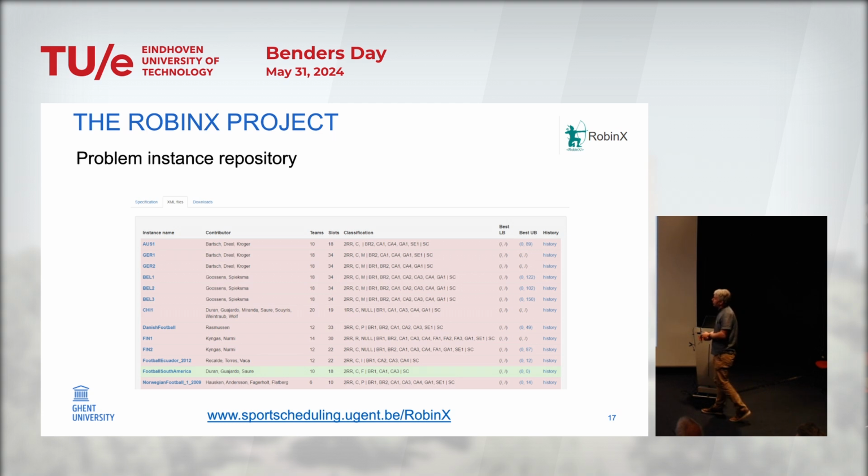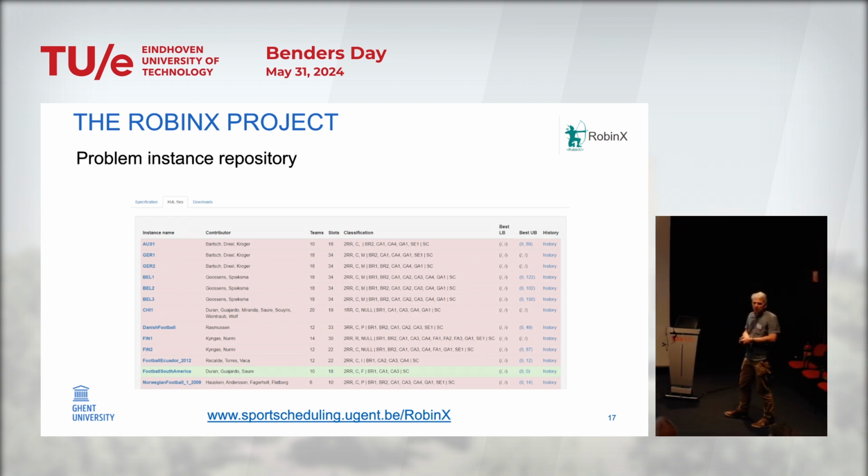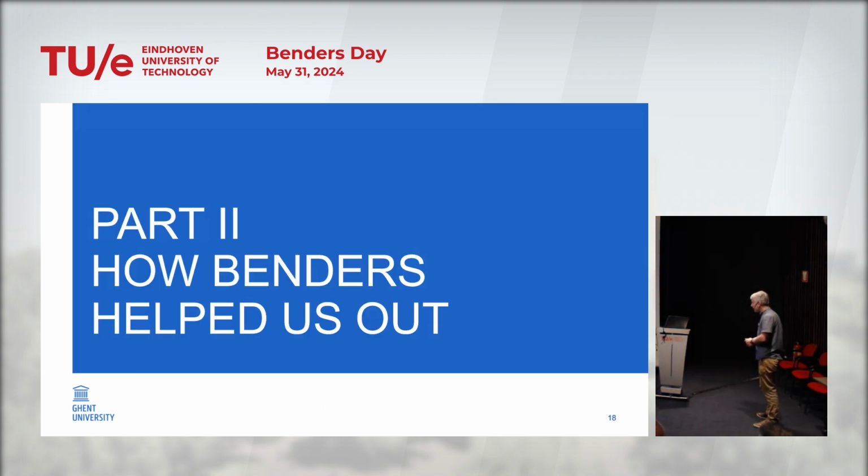Even more, there is also a repository of problem instances. For almost all problems that we could find, we have a file that you can download with all the details of the instance. Also an indication of what kind of constraints play a role, what's the best found solution so far, what's the best bound, history of solutions, and whether or not it has been solved to optimality, right? So that's, I think, a great starting point if you want to dive into sports scheduling.